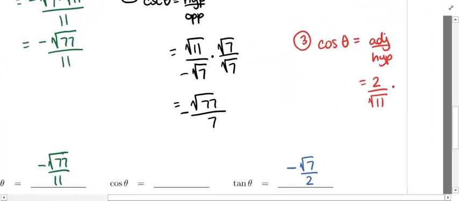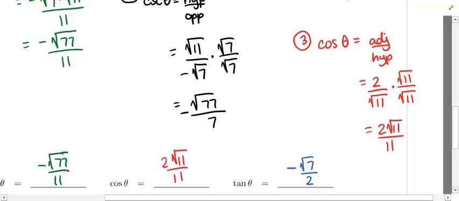Rationalize the denominator, so I'm going to multiply top and bottom by the square root of 11. Multiply across the top and across the bottom. We're going to get 2 square root of 11 over 11. That is the value of the cosine, so let me fill that in. I'm going to move to the next page and start working on the secant.